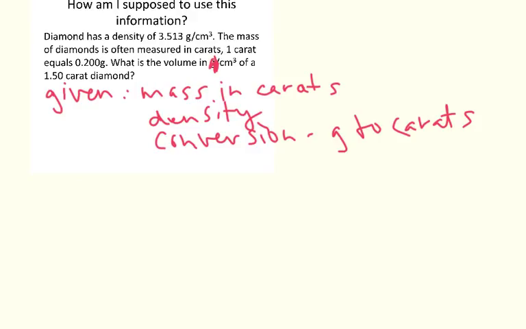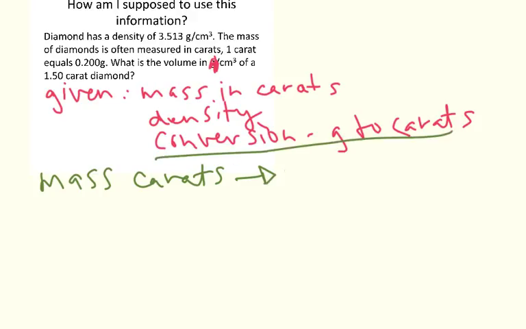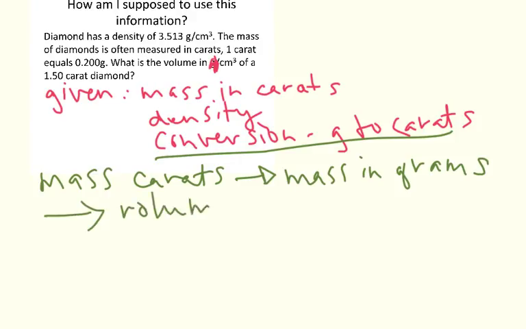Okay, so to solve this problem, you're going to start with the mass in carats. You want to use this conversion factor to find the mass in grams. And since density is provided, you can use the density to go from the mass in grams to the volume. So that's our problem-solving approach.